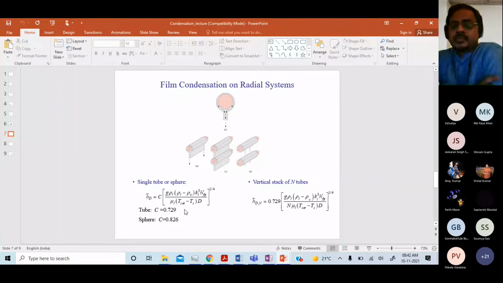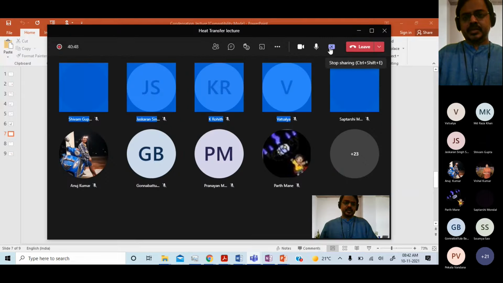Okay. So you can calculate that. Everything else actually remains the same. The coefficient for a flat vertical plate was 0.943. And in this case, it will become 0.729 times pi to the power 1/4, whatever that is. You can check and see whether you will have an increase or decrease. Okay, so this is an example of a problem. All right.